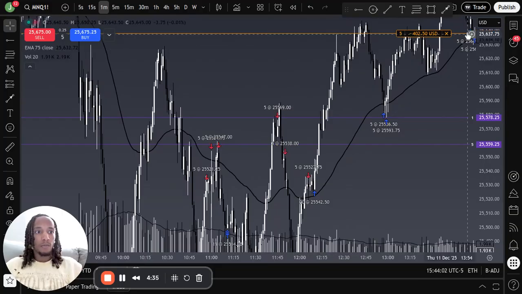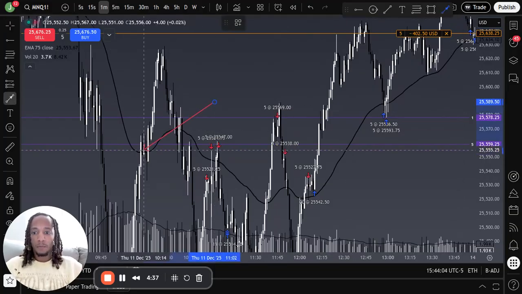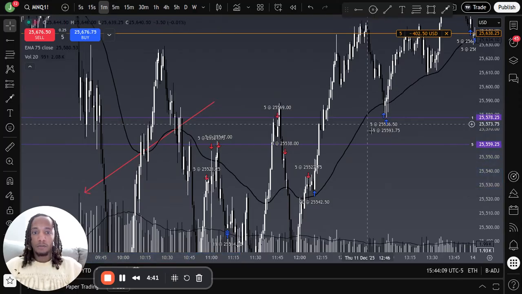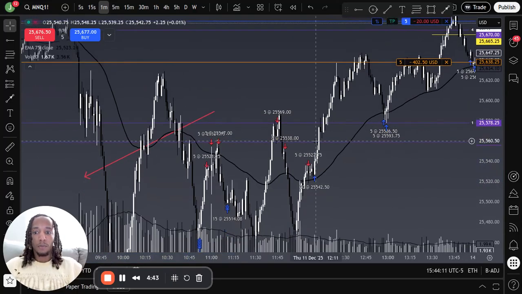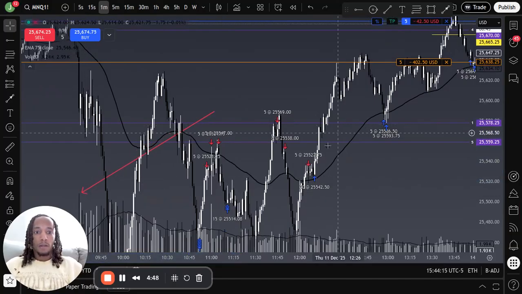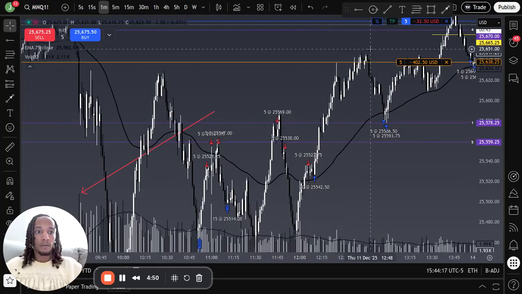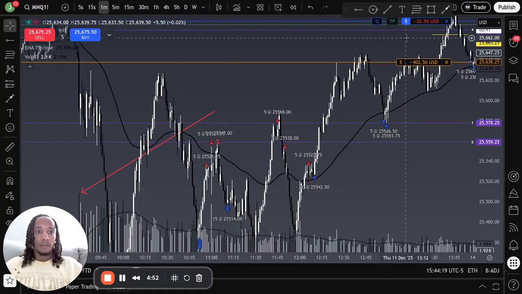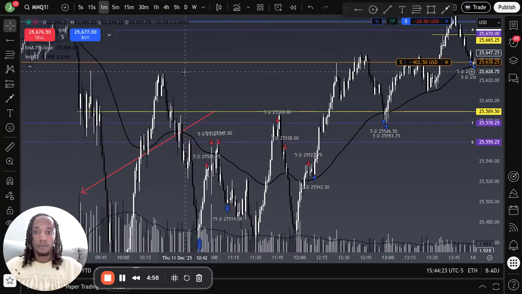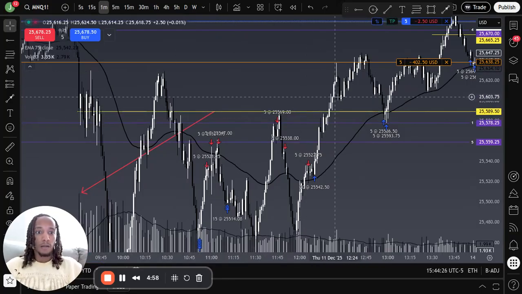So here's my 1-minute PVC right here. 1-minute PVC. And as you can see, this is a bearish candle, right? But price has run back inside of this candle. So I'm gonna mark this up. This would be yellow as well. Price ran back inside of this candle, right? So I'll just highlight this whole candle.